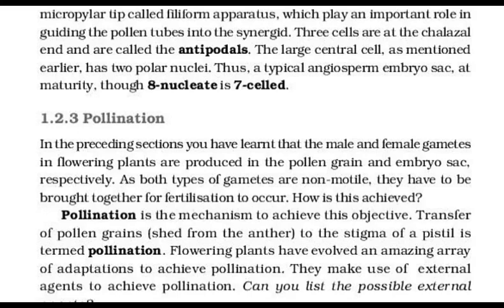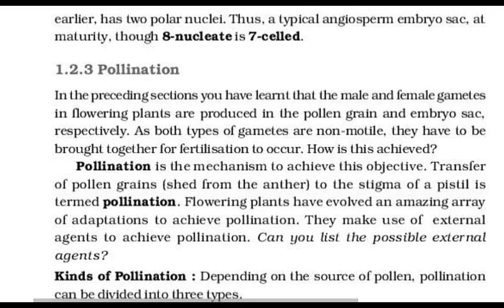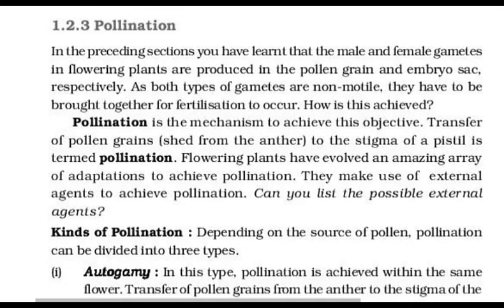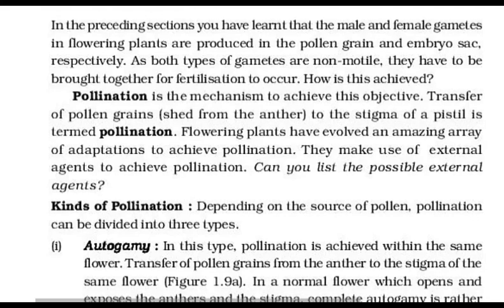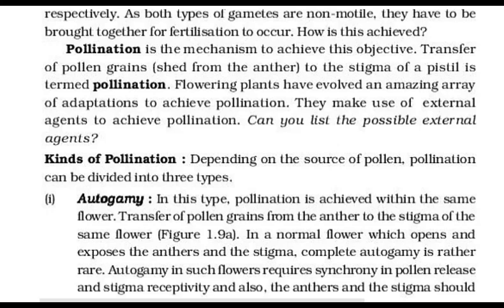How many? 4 megaspores. Next is female gametophyte. In a majority of flowering plants, one of the megaspores is functional, while the other 3 degenerate. Only one is functional, the other 3 degenerate. Only the functional megaspore develops into the female gametophyte, the embryo sac. The female gametophyte is called the embryo sac. This method of embryo sac formation from a single megaspore is termed monosporic development. Monosporic means development from one.